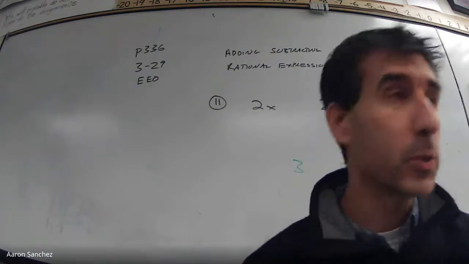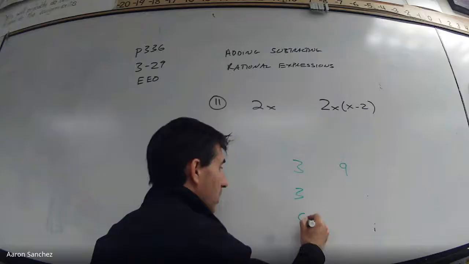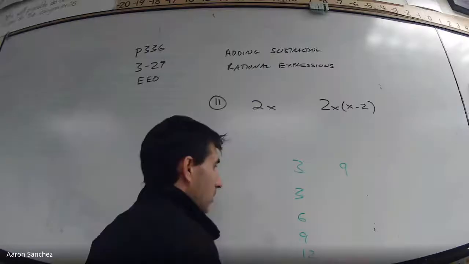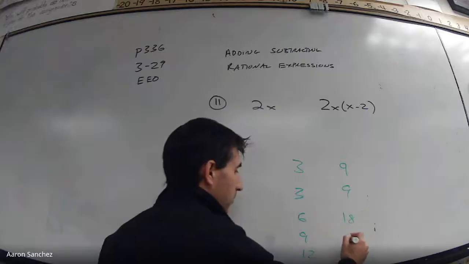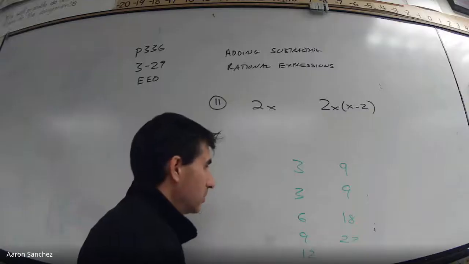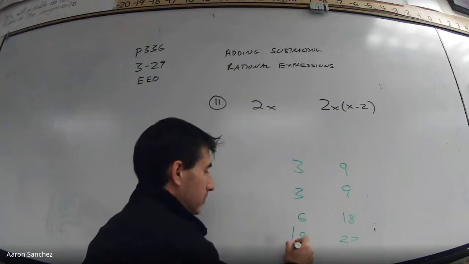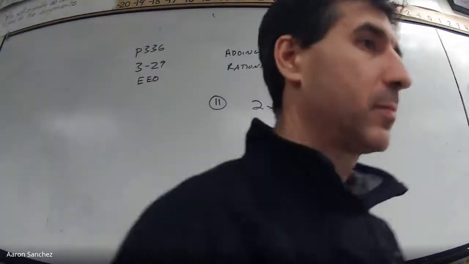Hey, what are the multiples of 3? What's 1 times 3? 3. What's 2 times 3? 9. Oh, wait, no. 6. What's 3 times 3? 9. 4 times 3? 12. Okay. What's 1 times 9? 9. 2 times 9? 18. 3 times 9? 27. Do you have a common multiple yet? No. Yes, you do. See? Least common multiple is 9 for 3 and 9. Got it? Yep. Okay. All right.